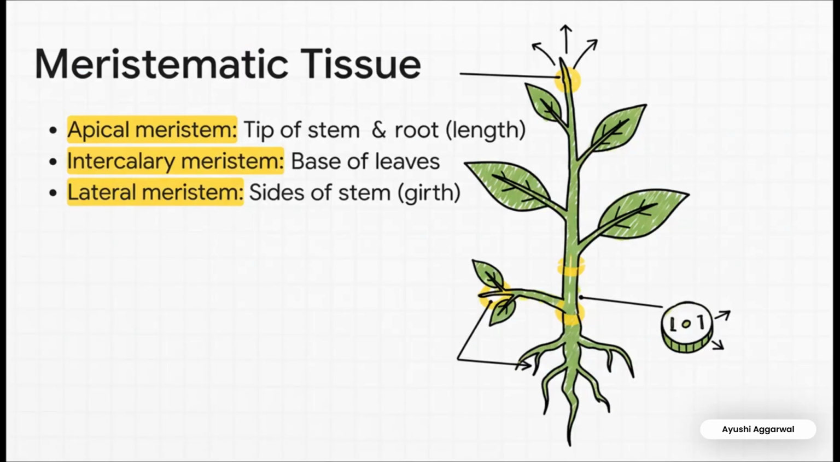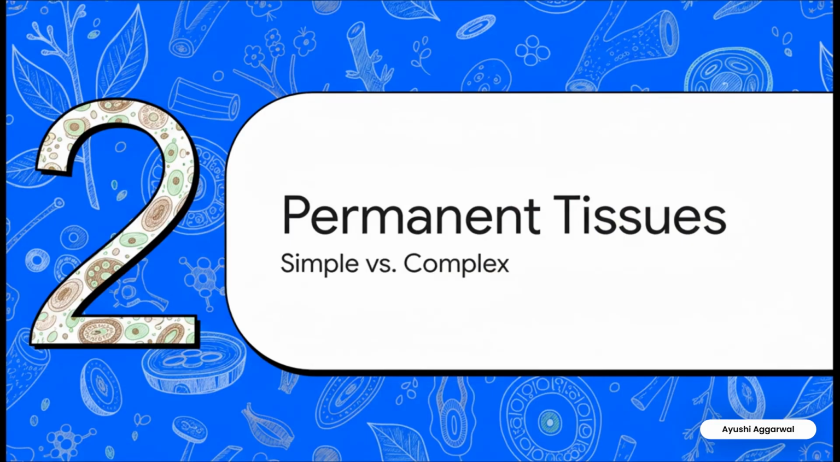First up is the growth team, the meristematic tissue. And just like its name, its job is to help the plant grow. It's got three main players: apical, which increases the plant's height and is found at the tip of the stem and root. Then there's intercalary, at the base of the leaves. And finally, lateral, which increases the plant's width, its girth. Now, imagine this. What happens when the cells of the growth tissue mature and they lose their ability to divide? Well, that's when they become permanent tissues. These also come in two types: simple, where all the cells are of the same type, and complex, which is like a mixed team of different types of cells.